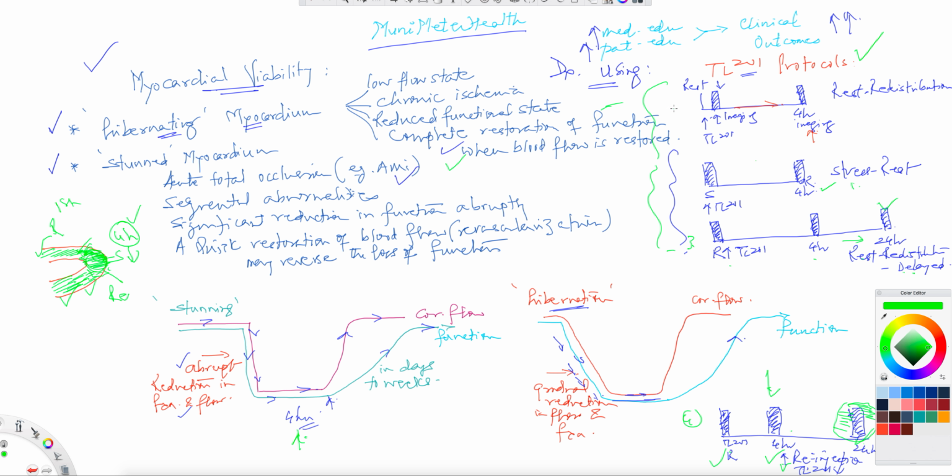So just so that you know, there's a rest 4-hour redistribution protocol, there's a stress rest protocol, there's a rest 4-hour 24-hour protocol, and then there's a rest 4-hour reinjection delayed protocol. Okay, so these are the 4 protocols for Thallium, which I tried to summarize very quickly for you guys, especially if the residents and fellows are planning to take the boards, or even if they are going back and attending the tutorials, the classes the next day. This will be a good brush up.